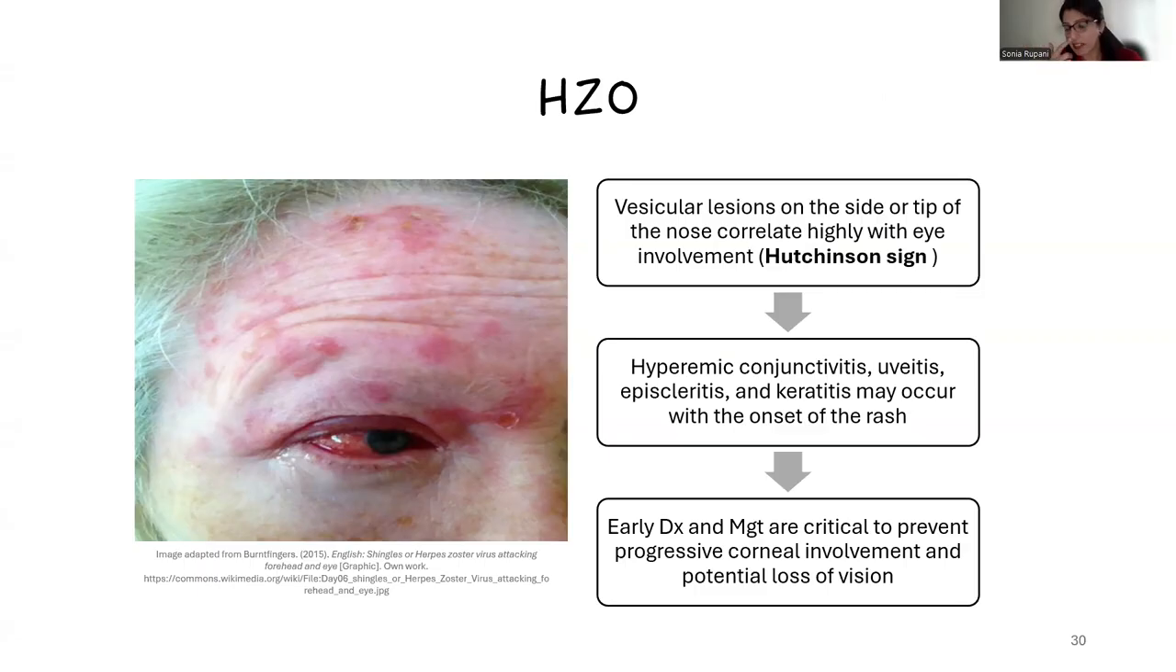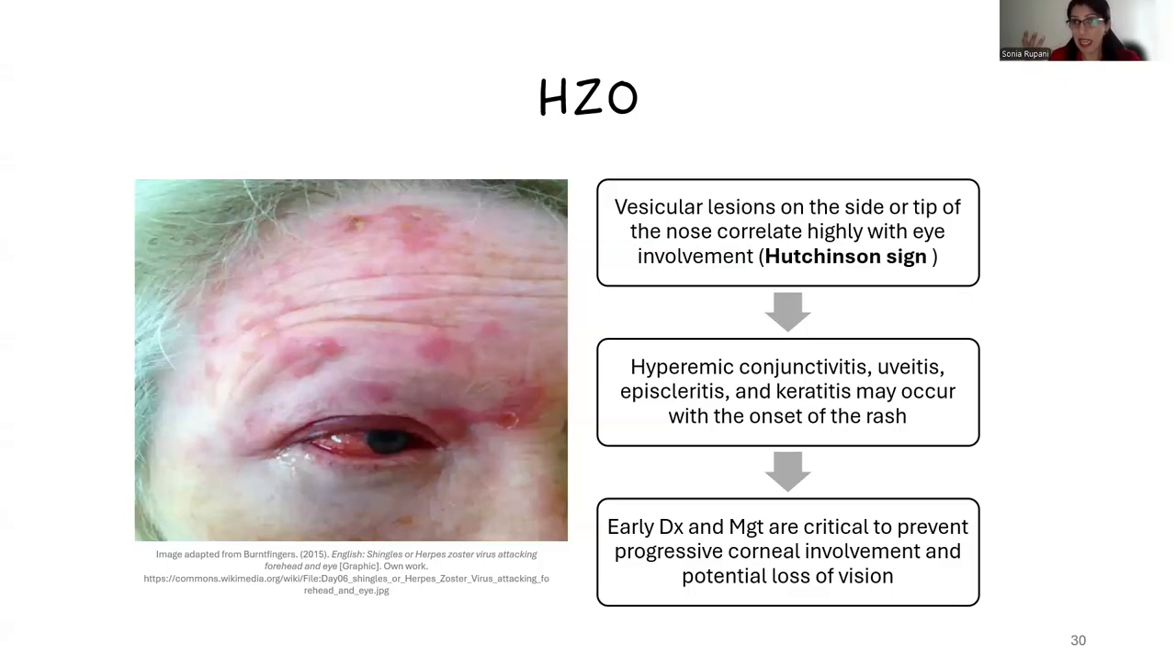Having a vesicular lesion on the tip of the nose is referred to as the Hutchinson sign, which was first described by Dr. Hutchinson, who was an ophthalmologist, a dermatologist, and a pathologist. So, a very smart guy. And why does it affect the nose? V1 has a subdivision, the nasociliary division, that travels to the cornea and also travels to the nose. Therefore, any lesion on the tip of the nose is a telltale sign. This is a red flag that the cornea is involved and it could be sight-threatening.